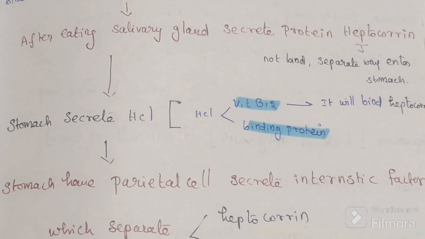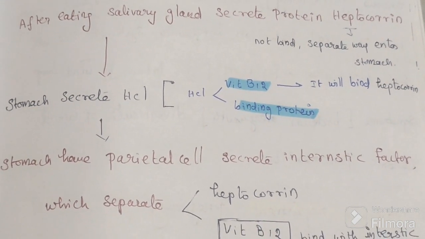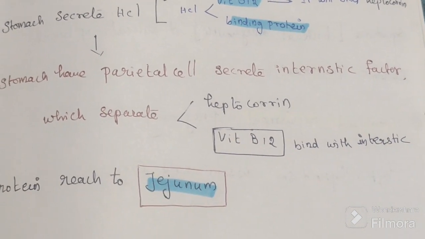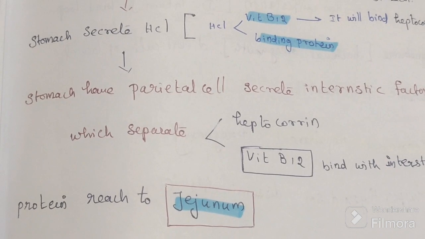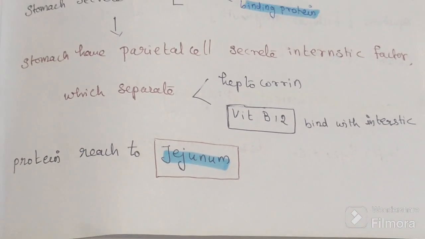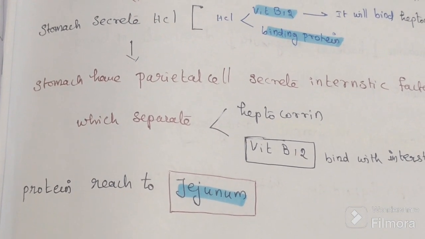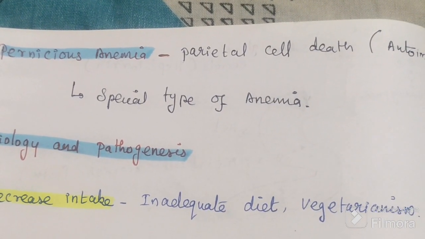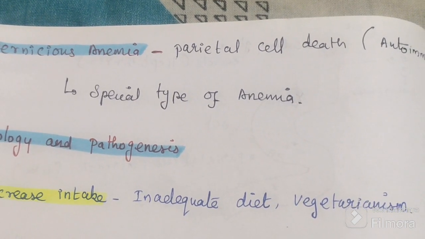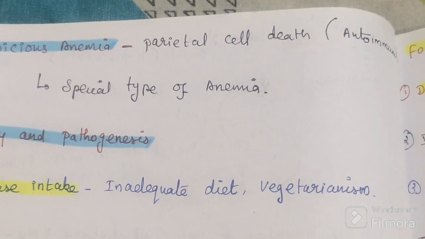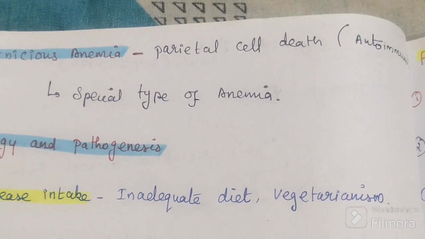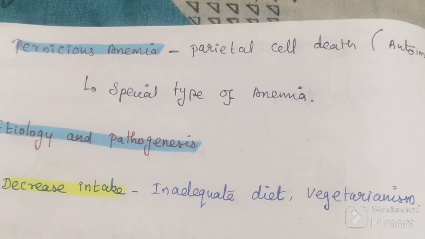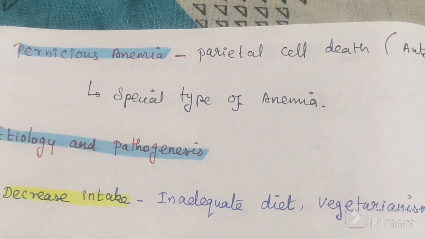So intrinsic factor is important. Without intrinsic factor, vitamin B12 cannot be absorbed. It causes an anemia called pernicious anemia: low RBC when the body cannot absorb enough vitamin B12.